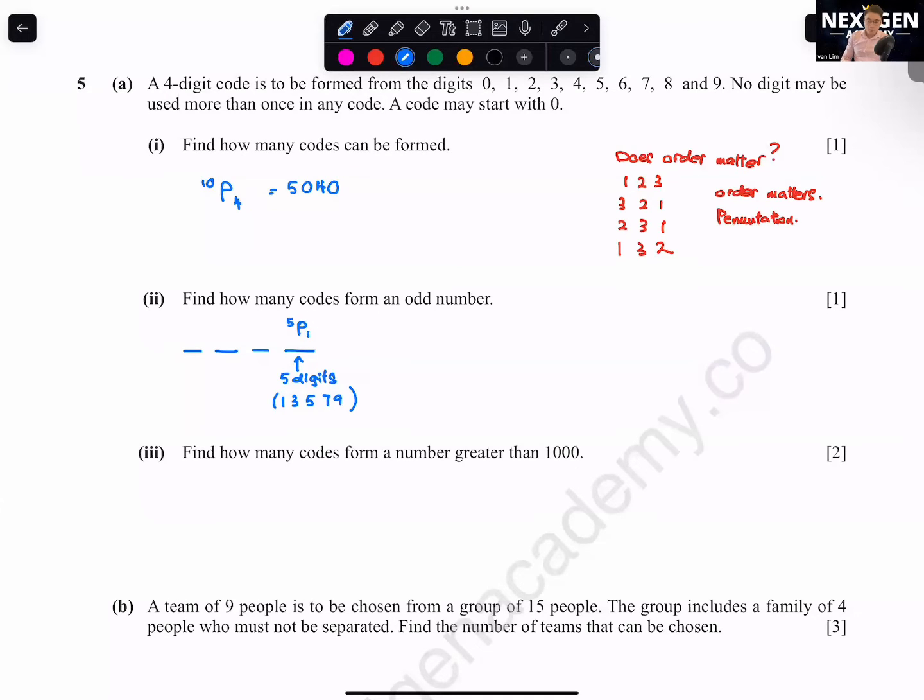Okay, after I have put that one there already, here how many more digits can I put? Because I used one of the digits already, I still have another 9 more digits. So here, I'll put 9P3. Then you multiply both of them together. Go and calculate this. 9P3 times 5P1, you will get 2520.